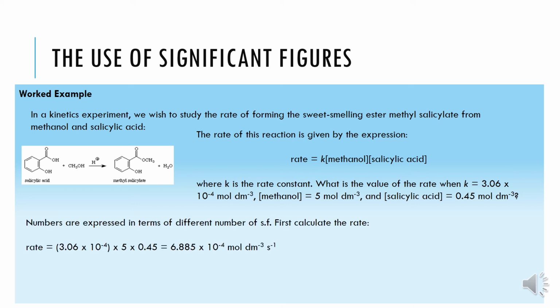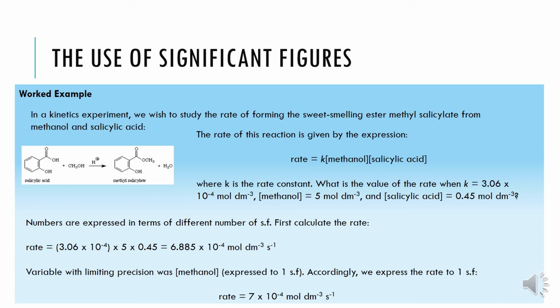What you'll note then is that all three of those numbers are expressed to a different number of significant figures. So the first thing we do is forget about that and calculate the rate anyway. So the rate is equal to 6.885 times 10 to the minus 4 moles per decimeter cubed per second. Then we have to look for that variable with limiting precision, and when we look through those numbers we see that it was the concentration of methanol, because it was only expressed to one significant figure.